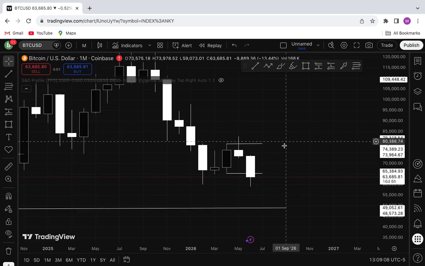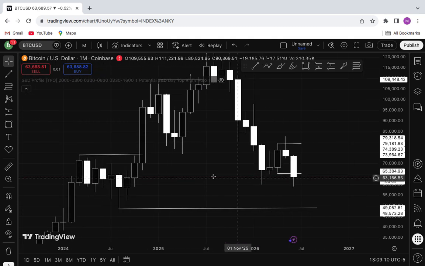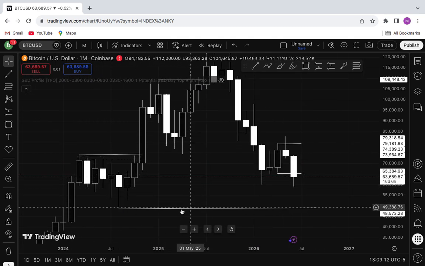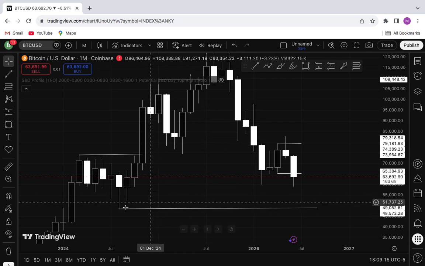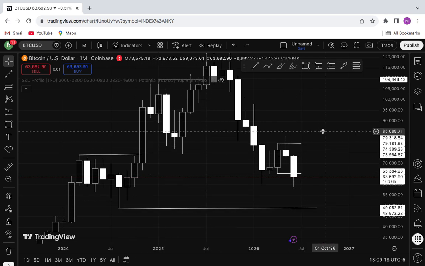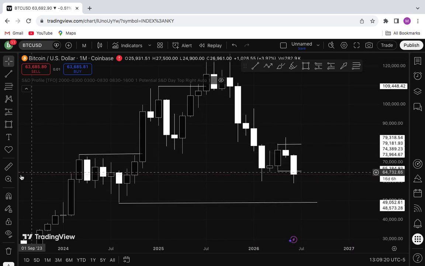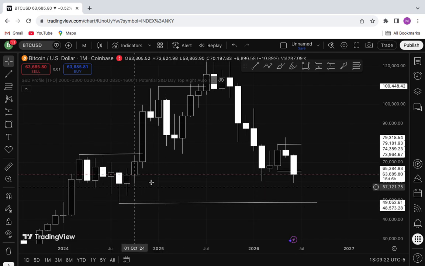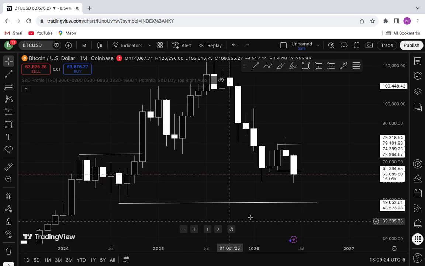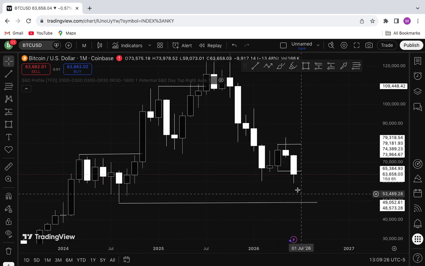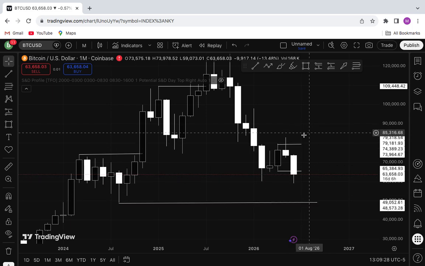I'm going to mark this out, and I'm going to be looking at this area as my next draw on liquidity all the way down here, because as you all know, there is a lot of liquidity sitting here, a lot of accumulation, and this place here will be a valid area where the market can tap in and give us a pullback.